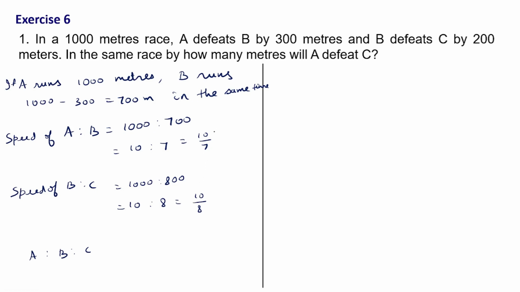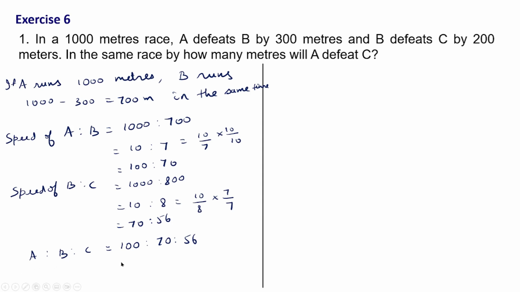So to get A is to B is to C, we need to have this term common. So what we can do is, here let us multiply and divide by 10, and here let us multiply and divide by 7, so that we have the same LCM for 7 and 10, which is 70. So this is nothing but 100 is to 70, and this is nothing but 70 is to 56. So A is to B is to C will be 100 is to 70 is to 56. So this is the ratio of their speeds.